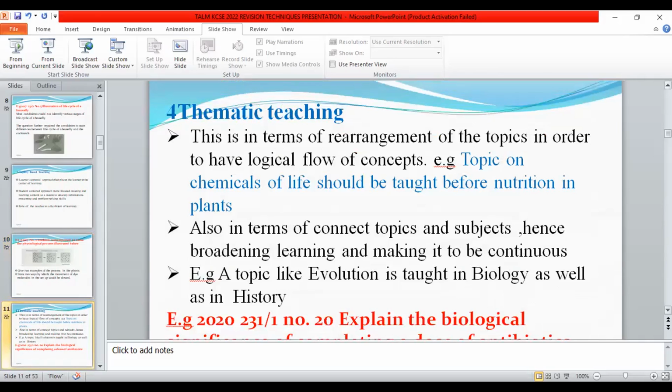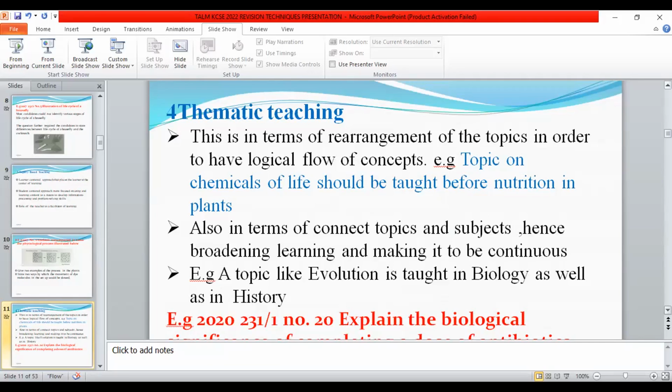Thematic teaching. When you are talking about thematic teaching, learning should be embraced, because once it is used, it promotes learning with understanding. When we talk about thematic teaching, what are we talking about? Thematic teaching may be in terms of two ways. One, it may be in terms of rearrangement of the topics in order to have logical flow of concepts.